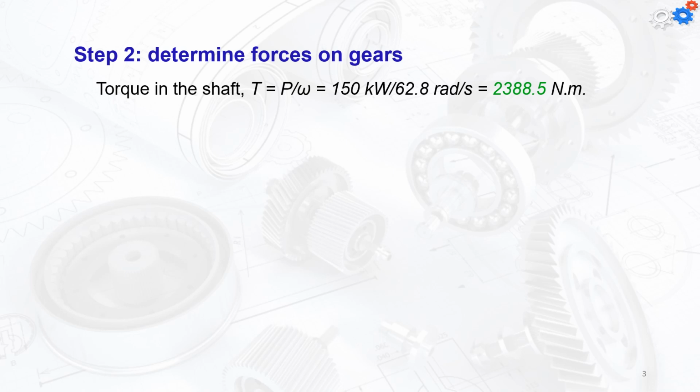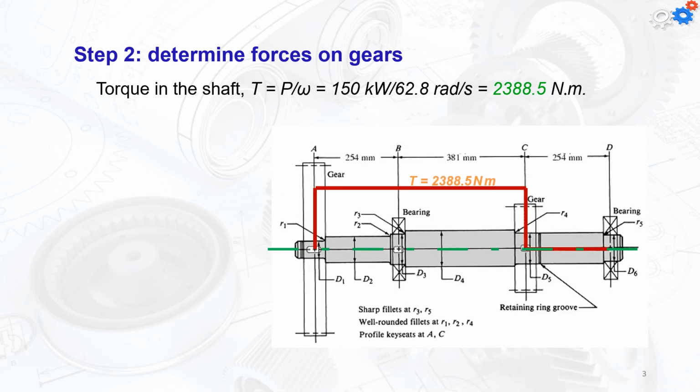The process of finding the forces will start with finding the torque on this shaft. The torque can be calculated by dividing the power by the angular velocity. Thus, the answer is going to be equal to 2,388.5 Newton meter.